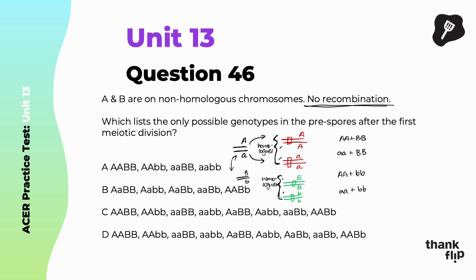Now, if recombination were to occur, that would essentially mean that with these homologous chromosomes, you have some crossing over happening. So you could get capital B and lowercase b if these two chunks decided to cross over. And so that's when you would get things like this, right? Here and here and here and here and here. However, we're told not to consider recombination here, so we can automatically eliminate these options. And because we've got these four possible genotypes here, and they match with option A, we can say that option A is our correct answer.